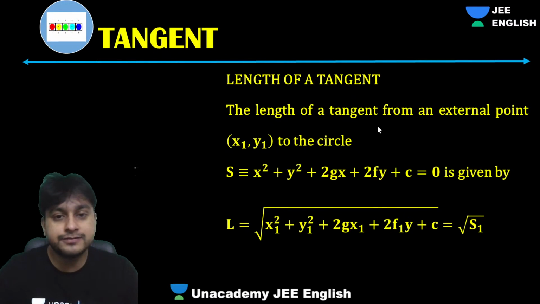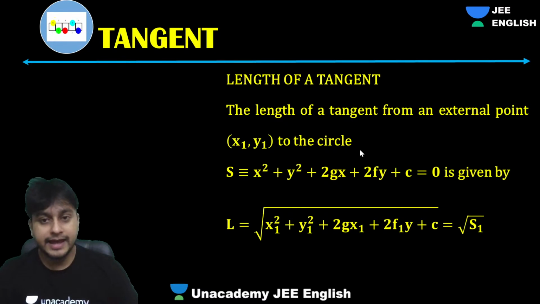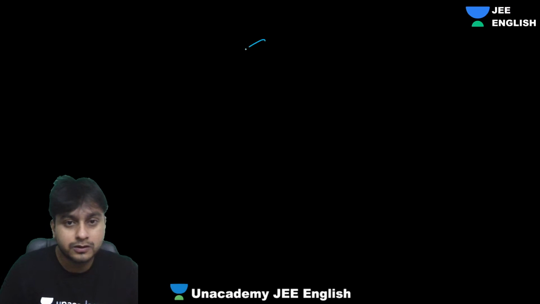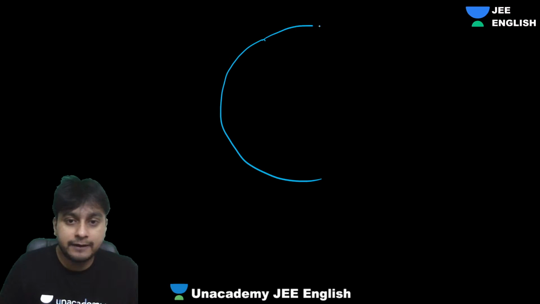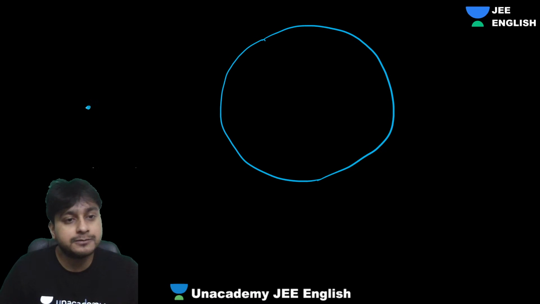Okay, guys. Now let's find out the next concept: the length of tangent from an external point x1, y1 to the circle. Let's suppose we have a circle here and we have to find the length of tangent from a point.